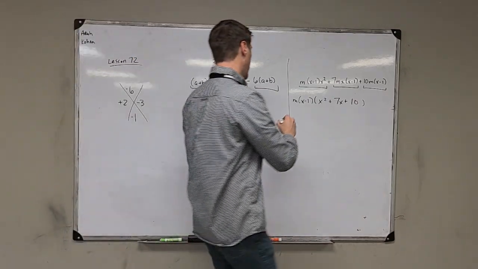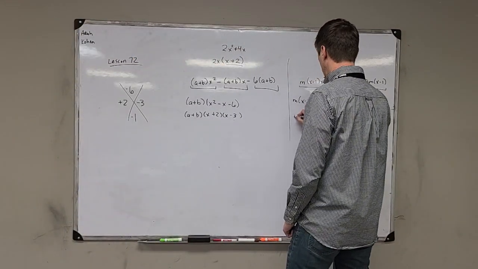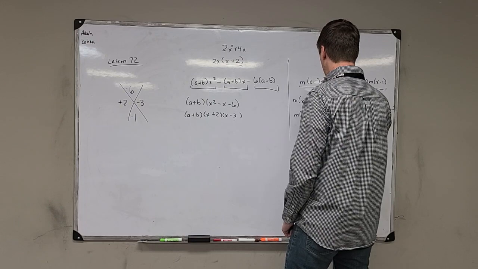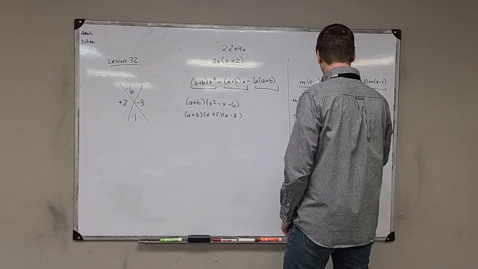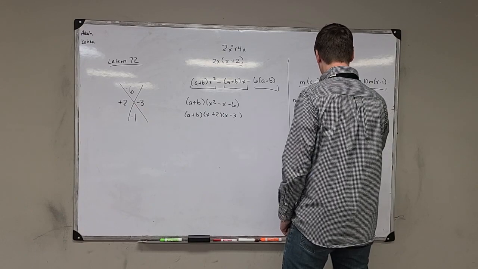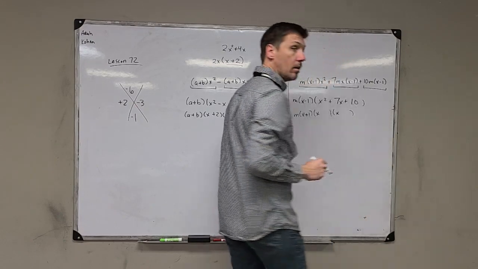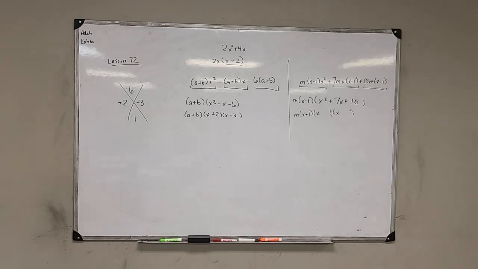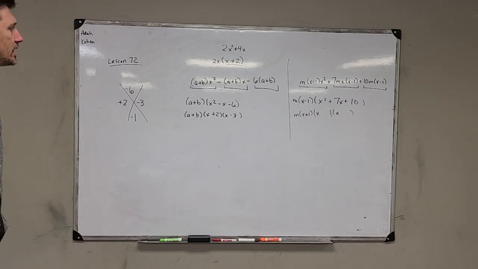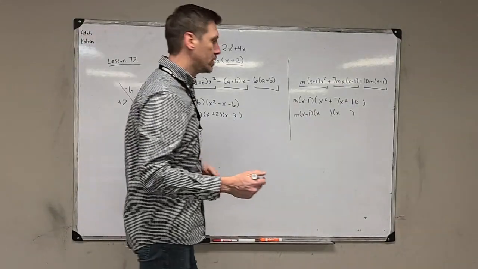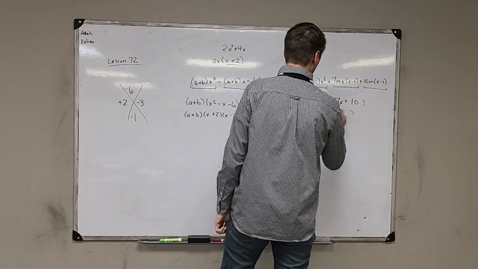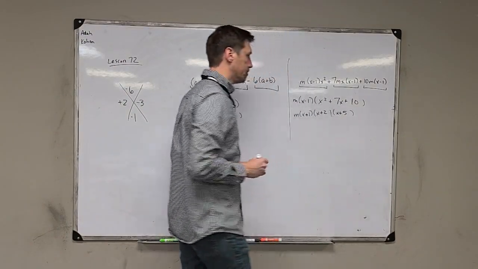And we can do the same thing over here. M times x plus 1. Somebody nod on the board, want to tell me what my factors would be for this guy? We're looking for factors of 10 that when multiplied together give us a +10, and when added together give us a +7. 2 and 5. +2 and +5 will do that, right?